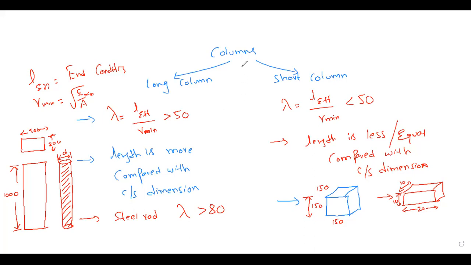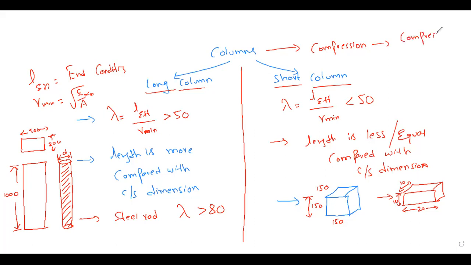This is the difference you have to observe carefully to decide whether it is a long column or a short column. Basically columns are subjected to compression, so we call it a compression member. A column is a compression member which is subjected to compressive force. So this is how we decide long column and short column. Now we are very clear how to differentiate them.